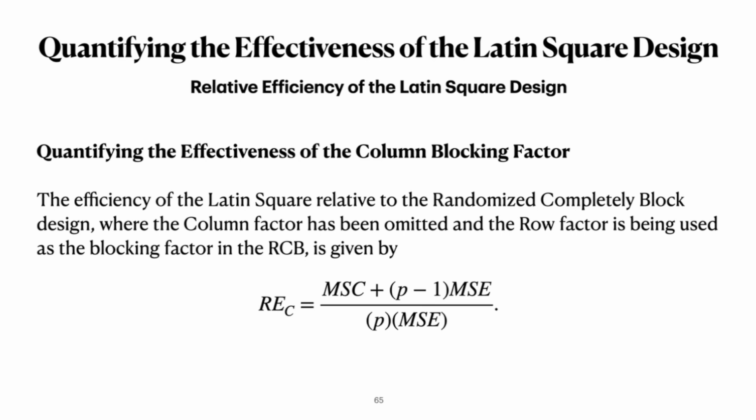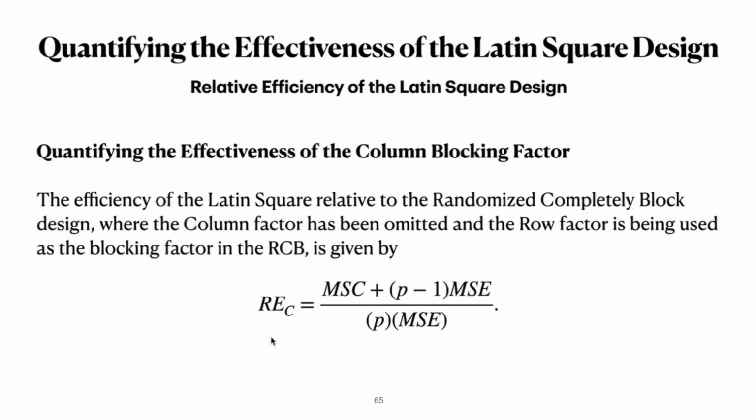We can also quantify the effectiveness of the column blocking factor. The efficiency of the Latin square relative to the randomized complete block design, where the column factor in this case has been omitted and the row factor is being used as the blocking factor in the randomized complete block design, is given by this expression. I'm denoting this RE sub C, the relative efficiency of the column blocking factor.